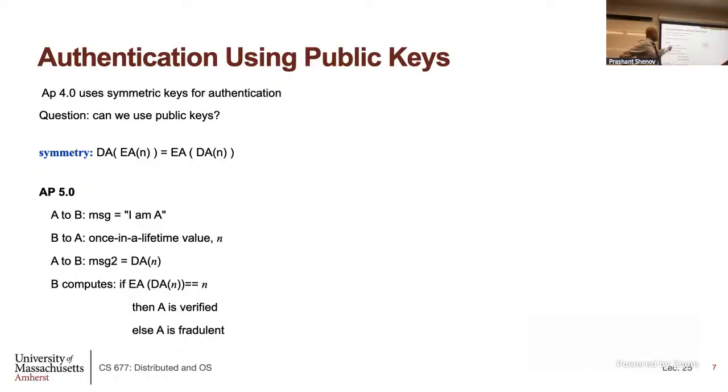So Alice is going to send the same message, I am Alice, username goes. Bob is going to say, here's a nonce, prove that you are Alice. So Alice will take the private key, encrypt the nonce, and send it to Bob. Now Bob will use Alice's public key and decrypt that message, and the nonce will be extracted. And then you will know that only Alice could have sent this, because no one else has Alice's private key, so only Alice can encrypt it.